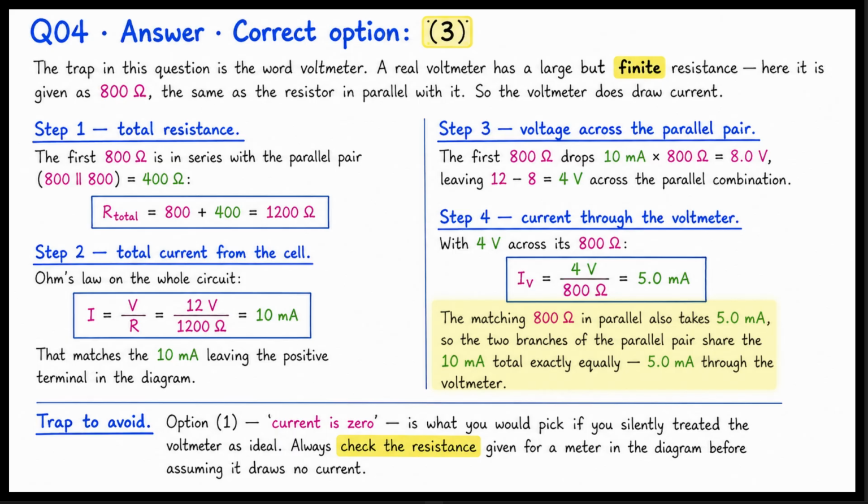The trap to avoid is option 1, current is 0, which is what you would pick if you silently treated the voltmeter as ideal. Always check the resistance given for a meter in the diagram before assuming it draws no current. If a number is printed next to a voltmeter symbol, that number is the meter's resistance, and it matters.